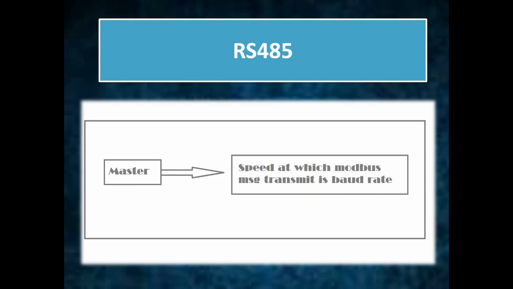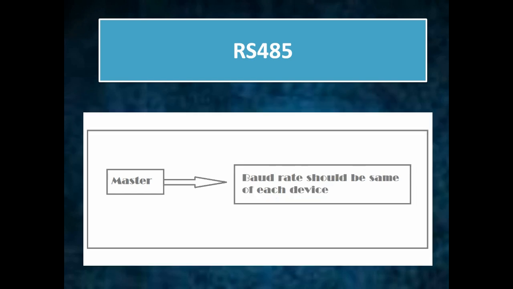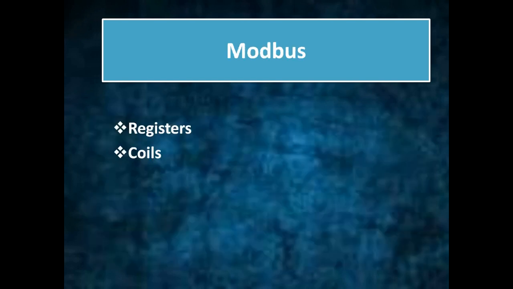And the speed at which a Modbus message is transmitted is called baud rate. Every device on a Modbus RS485 network should have the same baud rate. If we have different speeds on different devices, it will not work properly. So it's always recommended to set the same speed, or we can say baud rate, on each device.